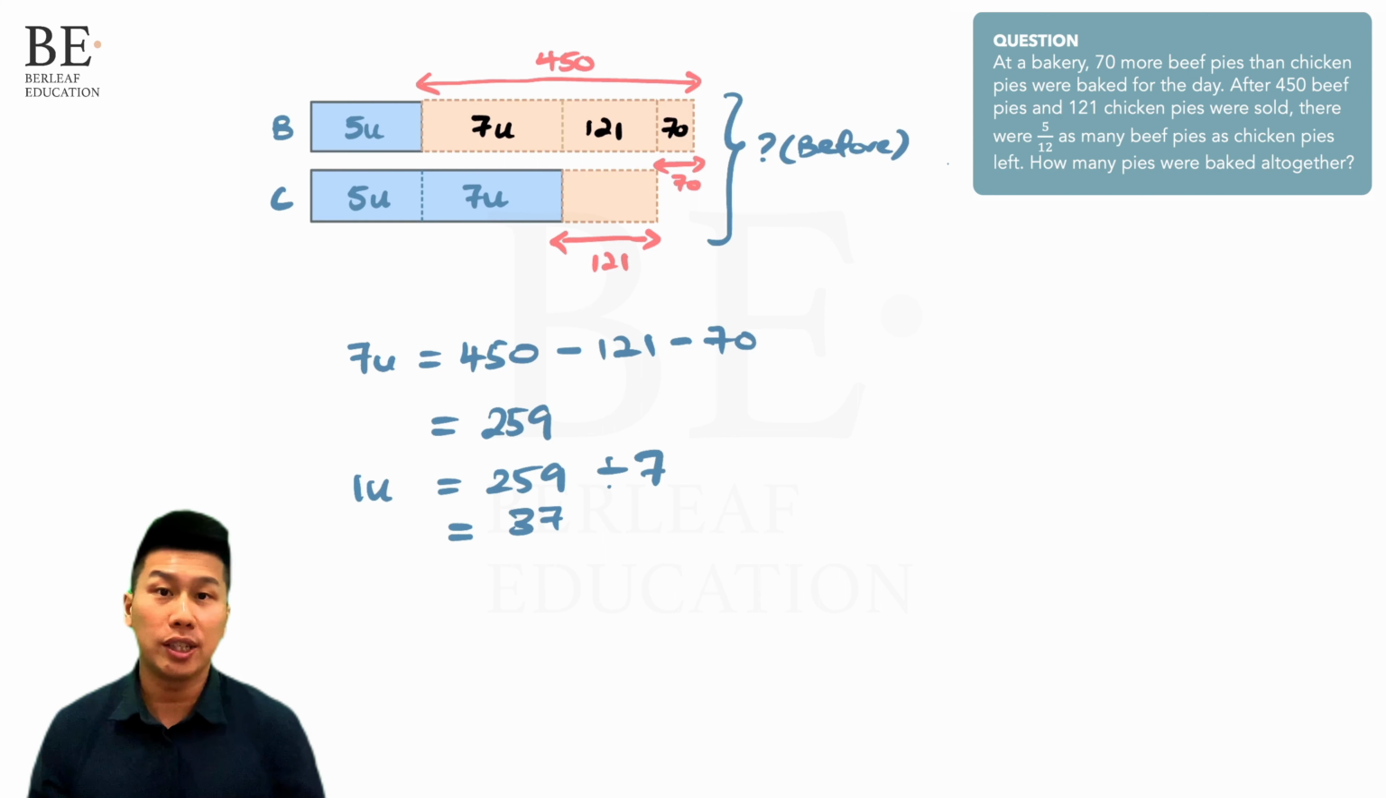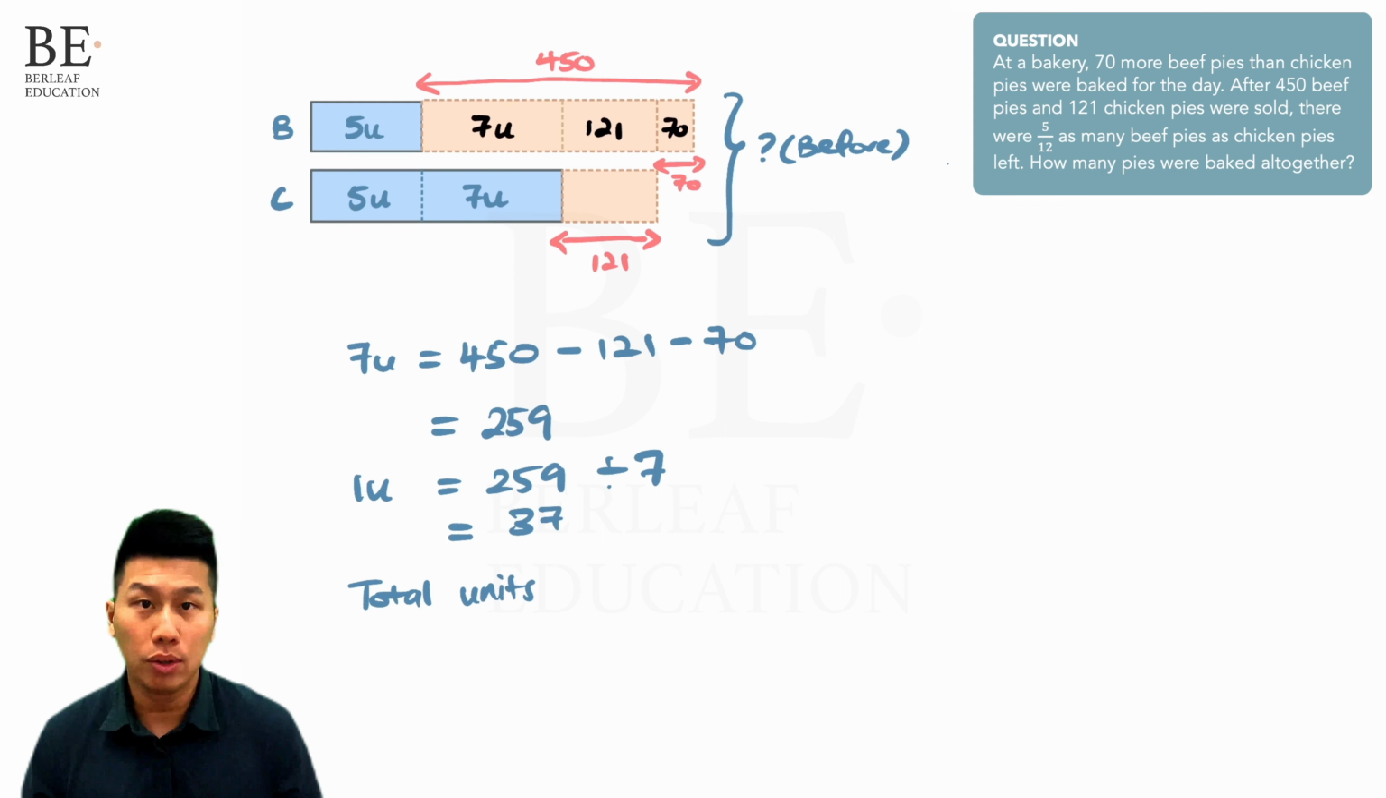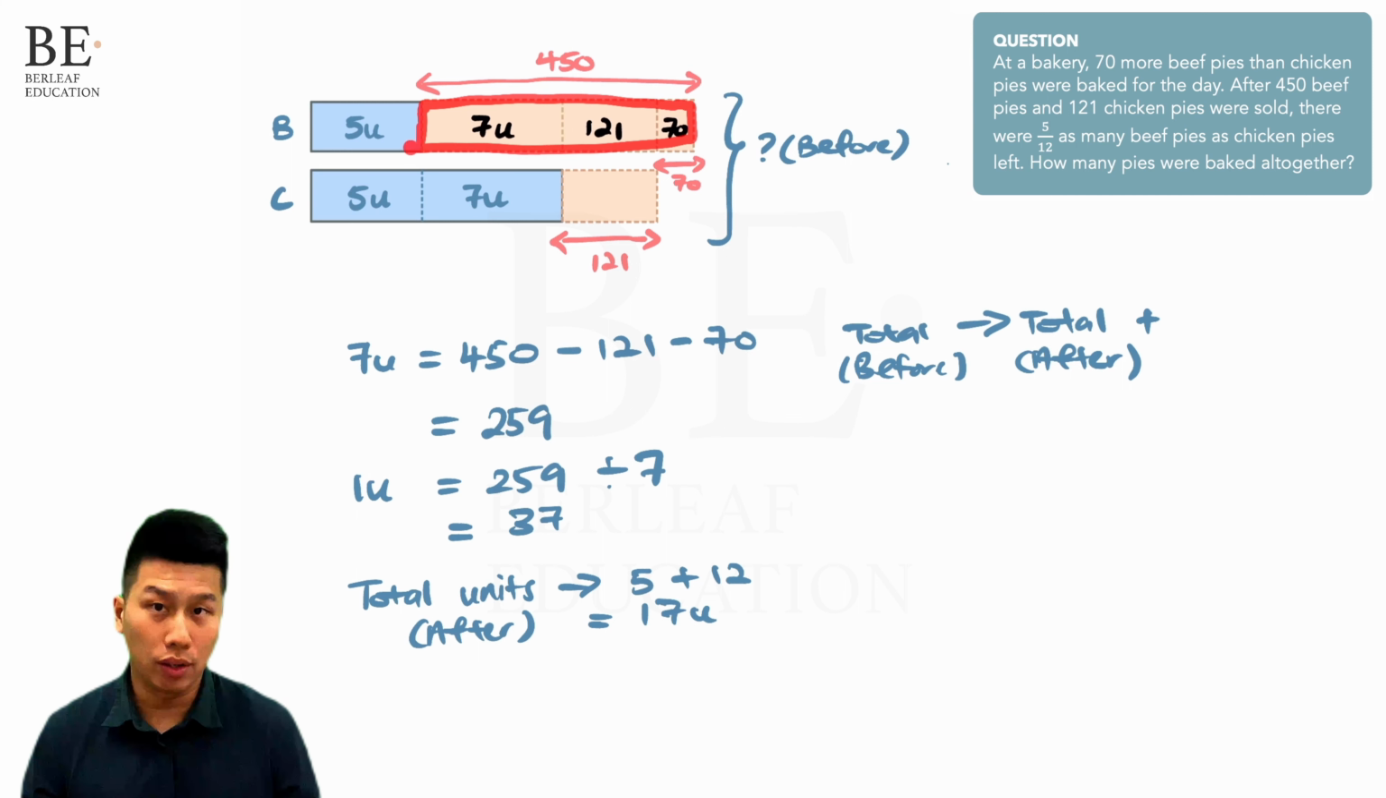And from here, one of the approaches is to find the total pies remaining after sales, then add the sold pies back. So I will want to find the total units of pies left, which is 5 plus 12 units, giving us 17 units in total. So again, to find the total pies baked, we have to have the sum of the total pies remaining, which is what we call total after here, and adding back the pies that were sold here.